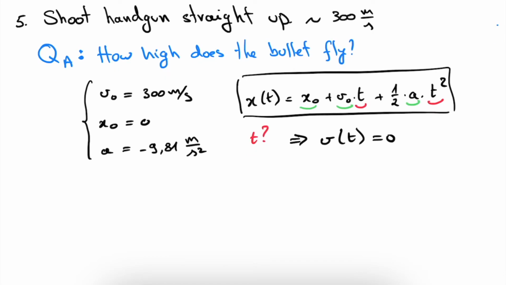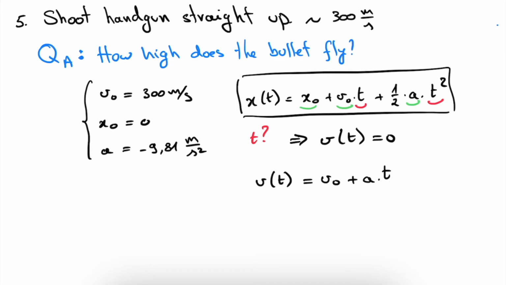Using this information, we can utilize the formula that we already used in this session, which said that v after t, so this means the velocity after a specific time t, is equal to its initial velocity v0 plus the acceleration times this time period t.